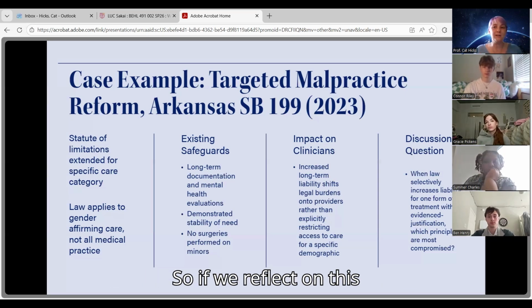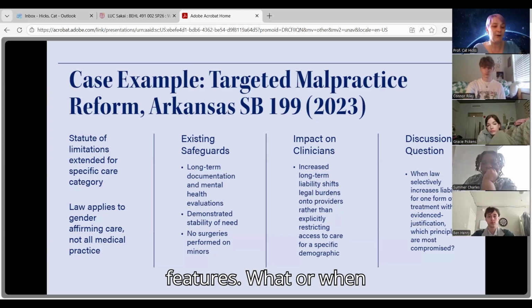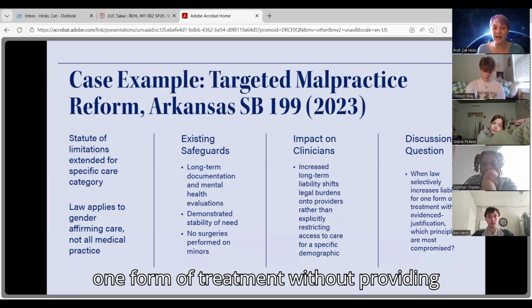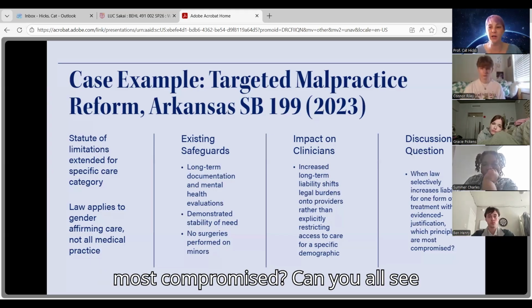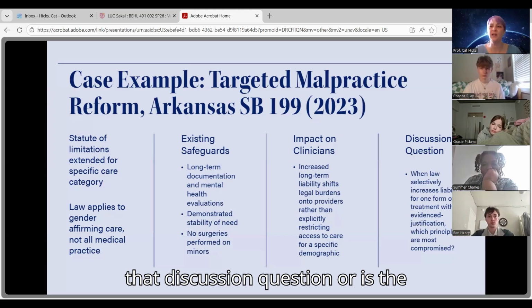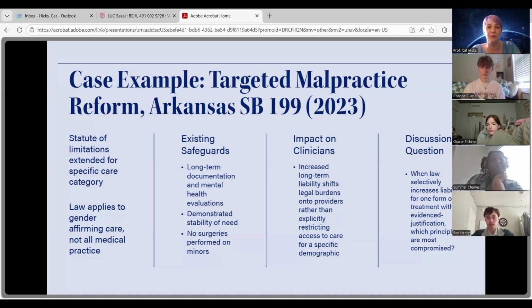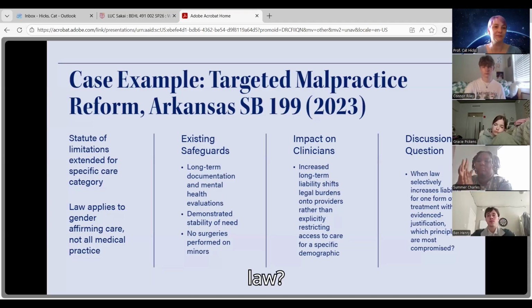So if we reflect on this law specifically and its contextual features, when a law selectively increases liability for one form of treatment without providing evidenced justification, which principle from Beauchamp and Childress is being most compromised? Can you all see that discussion question, or is the camera panel in the way? There we go. So what principles might be violated or compromised by this kind of law?